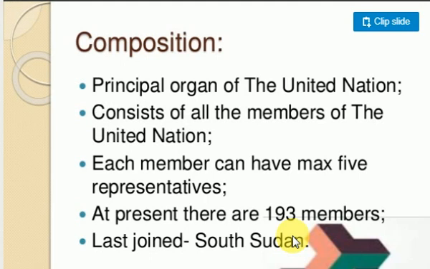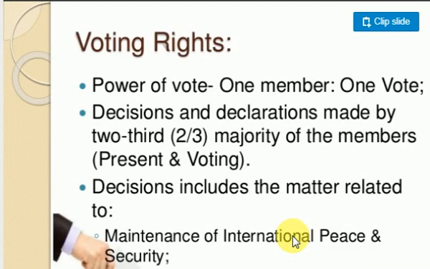Okay. Remember this. At the last, which country joined? South Sudan. So it has voting rights, power of vote: one member, one vote. Every country of the world can send its 5 members, but the power of vote is one member, one vote. Decisions and declarations are made by a two-third majority of the members present and voting.